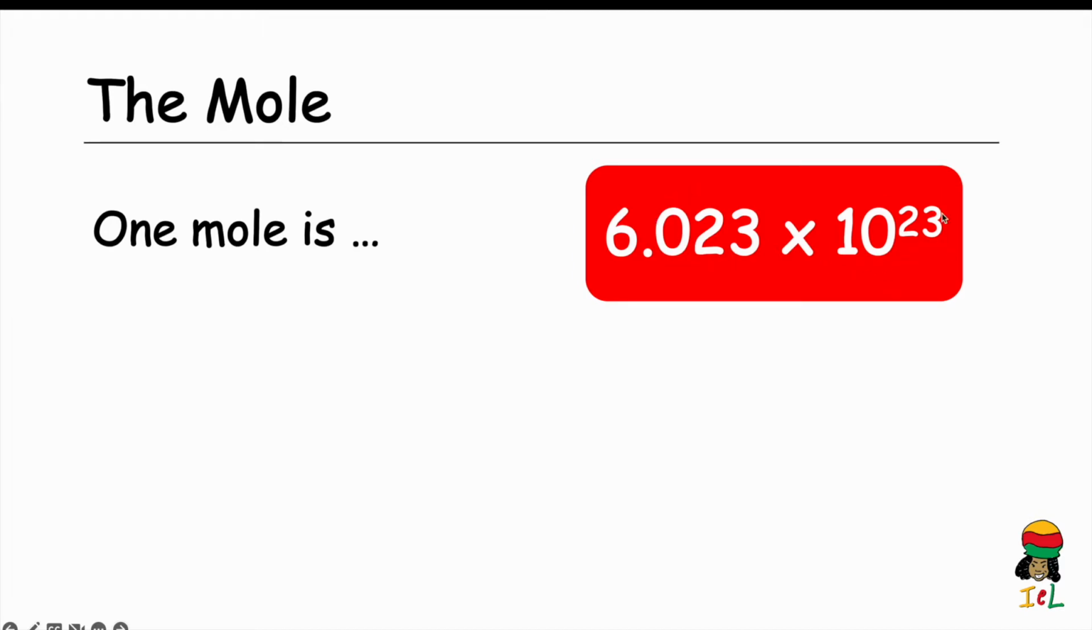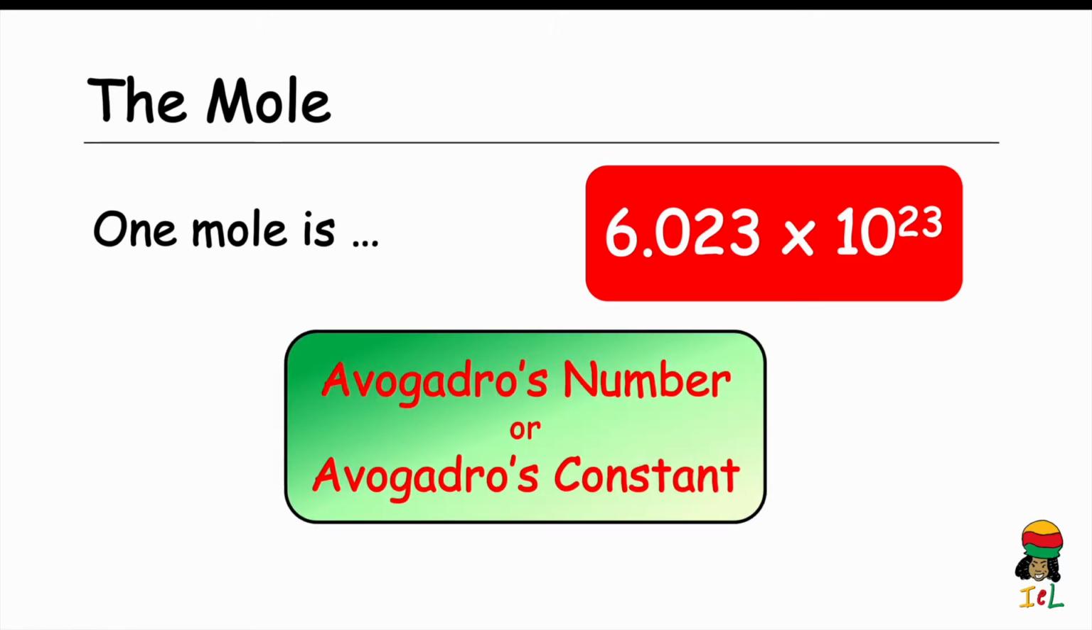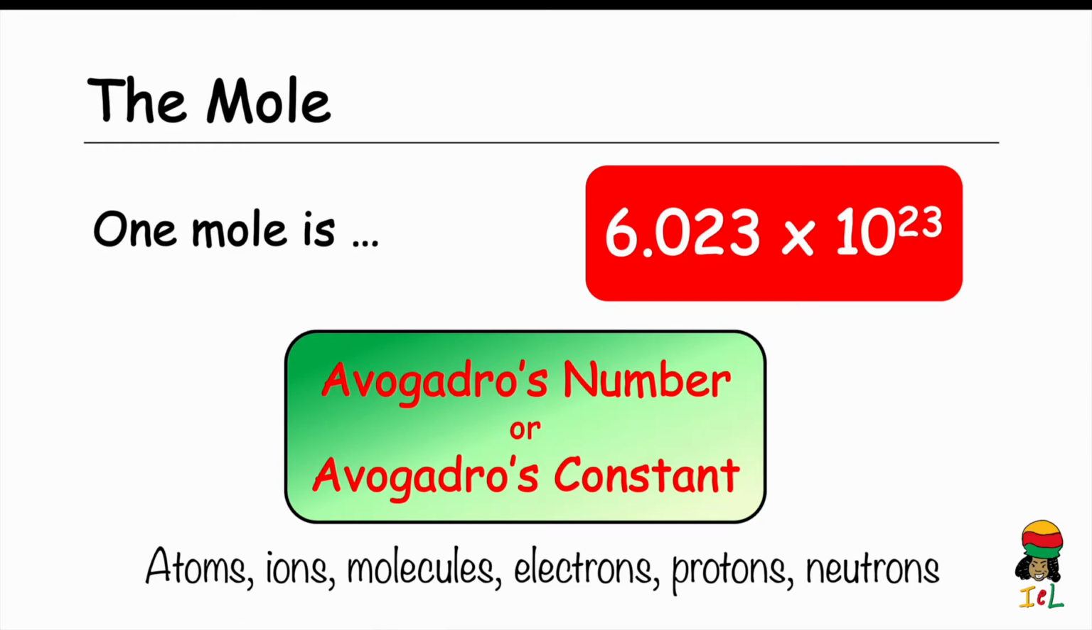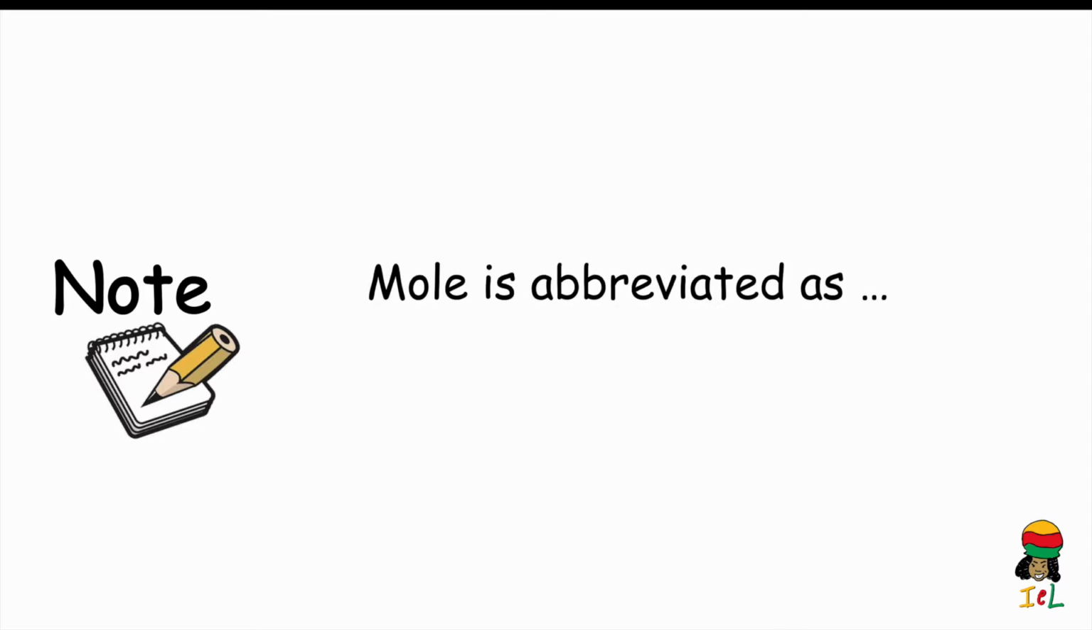This number that represents 1 mole is also called Avogadro's number or Avogadro's constant. You must try to remember this number because in science, 1 mole of any substance contains 6.023 times 10 to the 23 particles. And these particles can either be atoms, ions, molecules, electrons, protons, or neutrons. Note that the word mole is abbreviated mol. It's not much of an abbreviation, but it works for us.